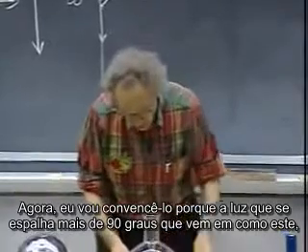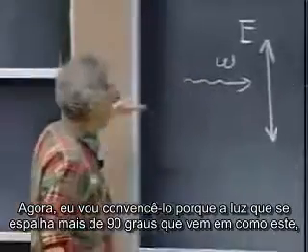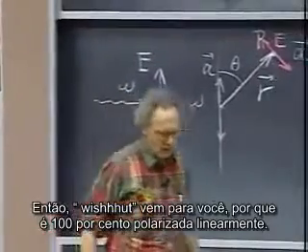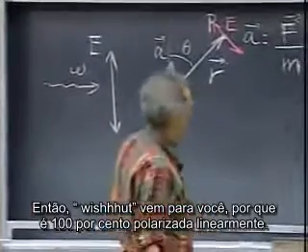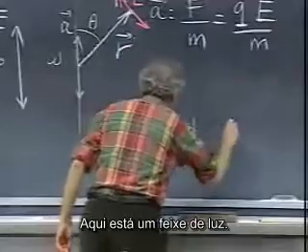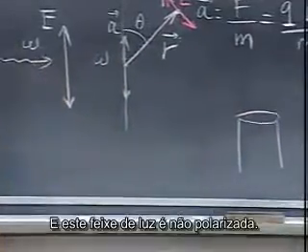Now I'm going to convince you why light that scatters over 90 degrees, that comes in like this, and then comes to you, why that is 100% linearly polarized. Here is a beam of light. And this beam of light is unpolarized.